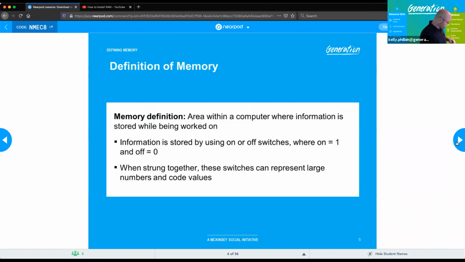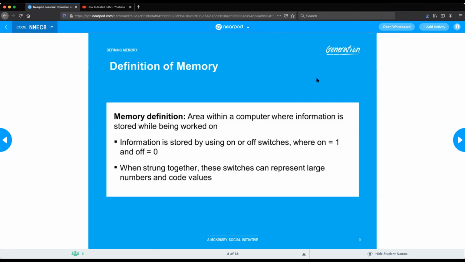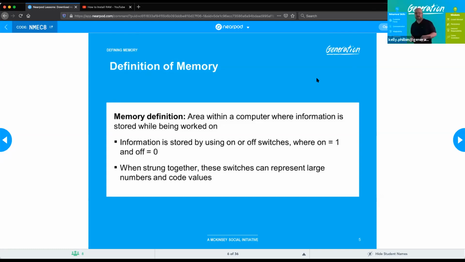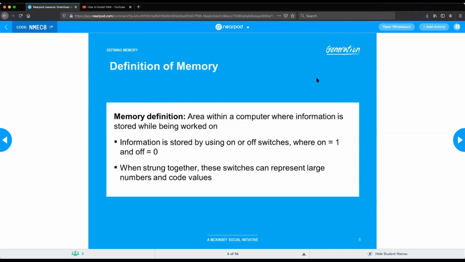So who can tell me what is the smallest unit of measurement for binary? What do we call it? A bit. Bit. All right. Now, we cluster it up a little bit. We have 8 of them. What is that called? Byte. All right. Now, if we cut that in half, what do we have? A nibble. Hey, there we go.